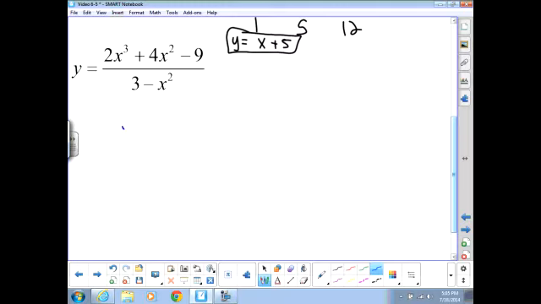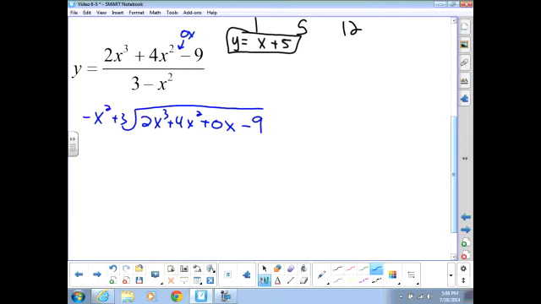Inside goes the part in our numerator. And just like before, we've got to hold our spot anytime there's a missing term. Notice the x is missing, so we'll have to hold that with a 0x in this spot. So we'll have 2x cubed plus 4x squared plus 0x minus 9. And on the outside goes our denominator. Now, it's usually easiest to have it in standard form where the largest exponent comes first, so I'm going to write it as negative x squared plus 3.